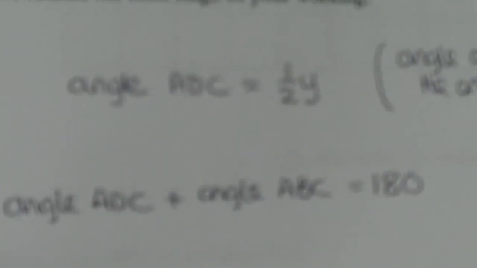I'm also going to know now that this angle plus this angle add up to 180. So I'm going to say angle ADC plus angle ABC equal 180. The reason for that, opposite angles in a cyclic quadrilateral add up to 180 degrees.